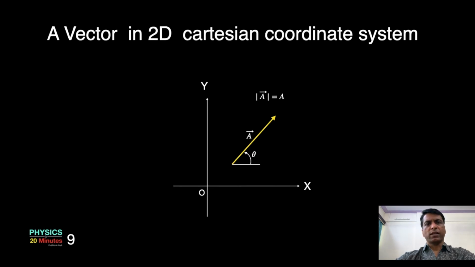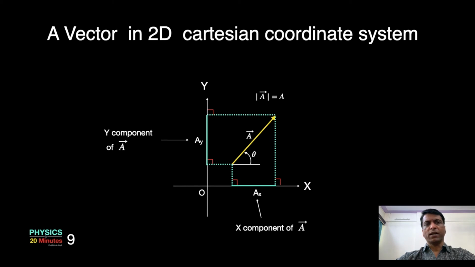Let vector A make an angle theta with the x axis. I can drop two perpendiculars from the two ends of vector A on the x axis. The line segment between these two perpendiculars would be called Ax, or the x component of vector A. In a very similar way, we can drop two perpendiculars from the two ends of vector A on the y-axis. The line segment between these two perpendiculars would be called Ay, or the y component of vector A.